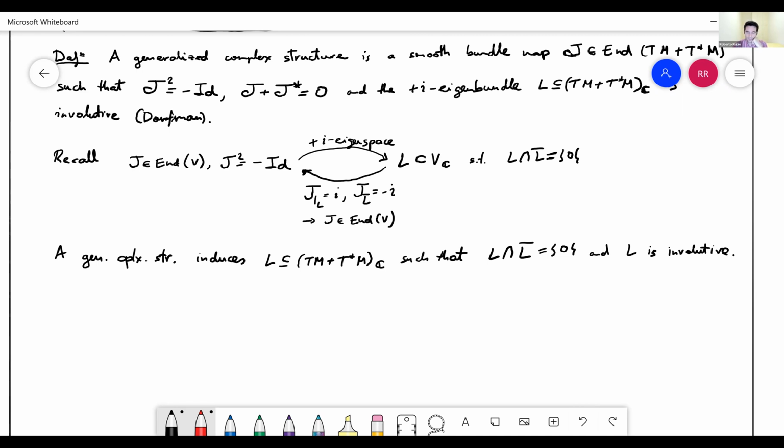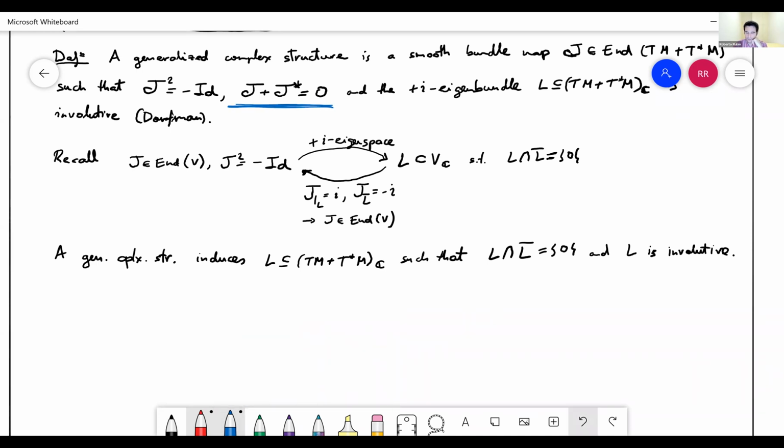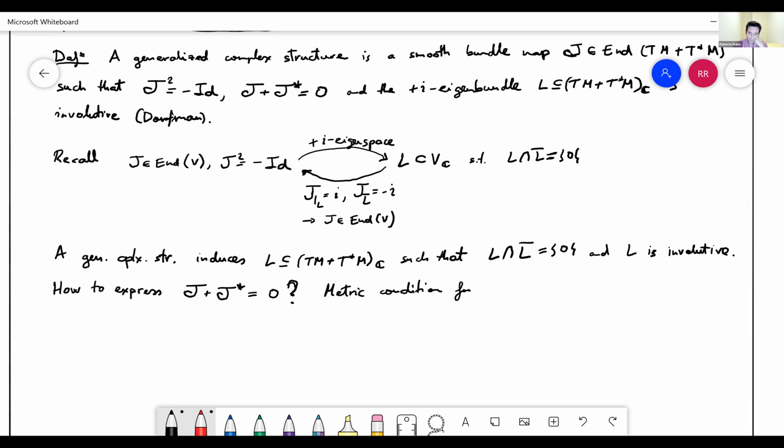Now, the issue is that generalized complex structures satisfy an extra condition, which is this one here. So how do we express, in terms of L, that J plus J dual is 0? Now the idea is that J plus J dual equals 0 is a metric condition. It's something that is expressed in terms of the pairing. So whatever I say about L will also have to be expressed in terms of the pairing. Since this is a metric condition, when I say metric, I refer to the pairing, then I have to use the pairing.